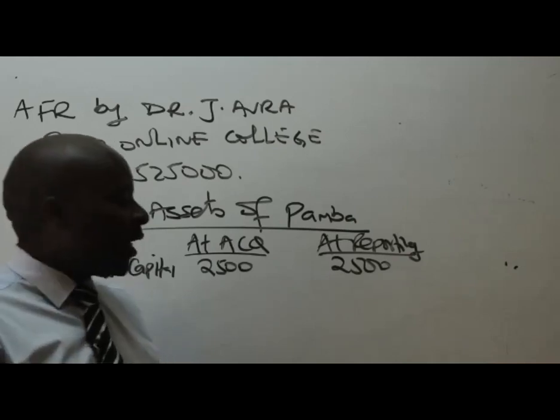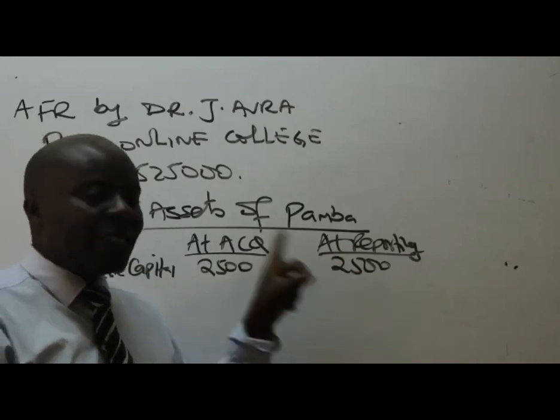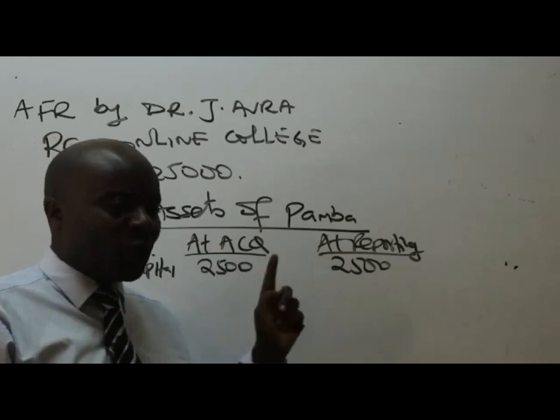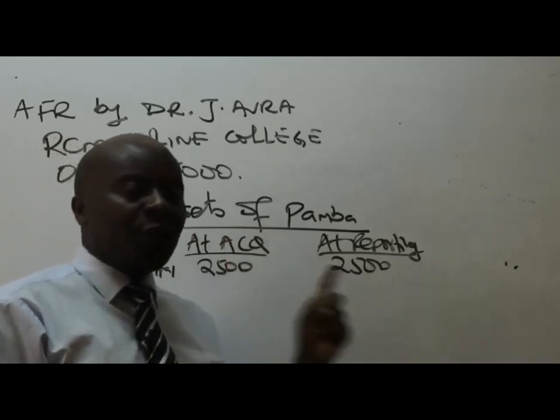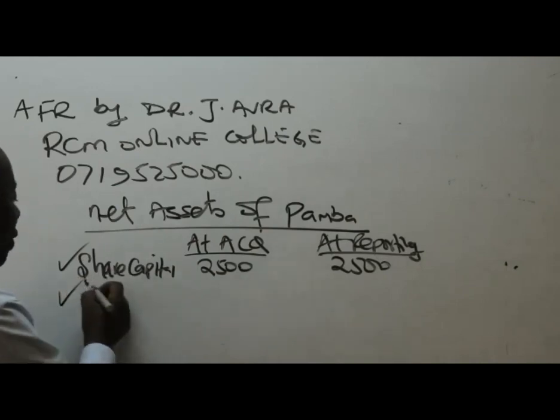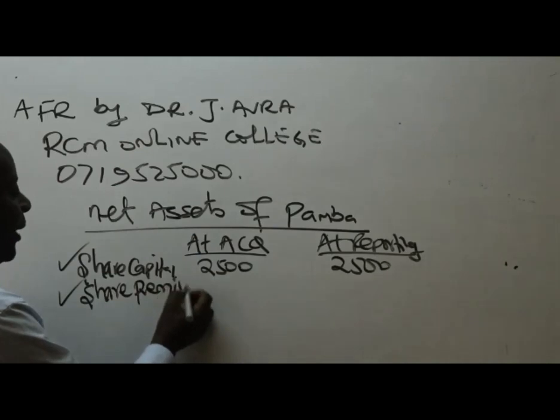So meaning that whatever shareholding you are seeing at reporting is the shareholding that was existing at what year? At acquisition. I'm trying to pick the equity component. So the next equity component is known as what? Share premium. The share premium, the same thing, very easy.